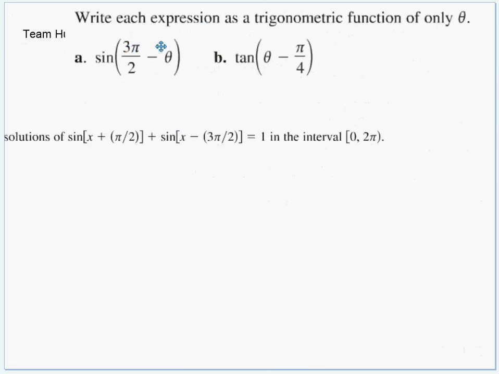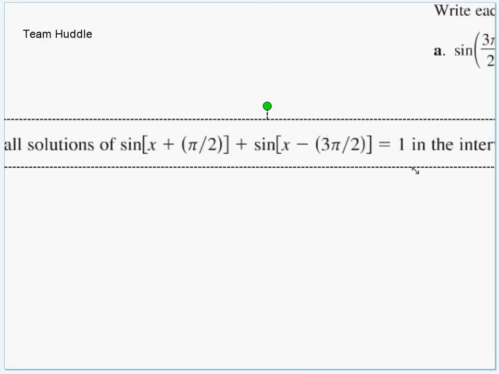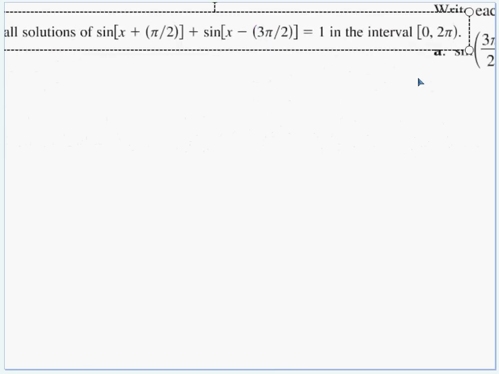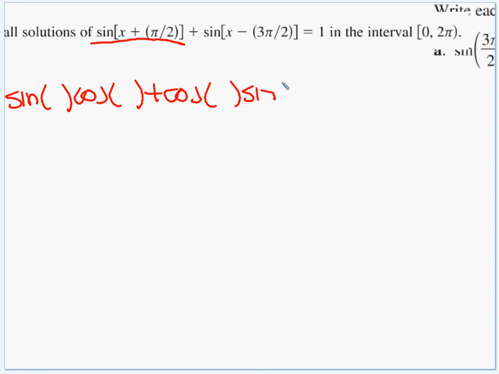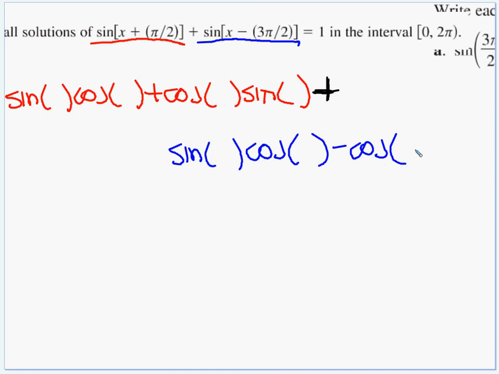Here's our bigger one. And again, we want to just find all the answers from 0 to 2 pi. So I'm going to use red here. Sine of a sum is going to be sine cos plus cos sine. And then I'll switch again to black ink, plus. And then in blue, the sine of the difference, I'll do down here. That will be sine cos minus cos sine.